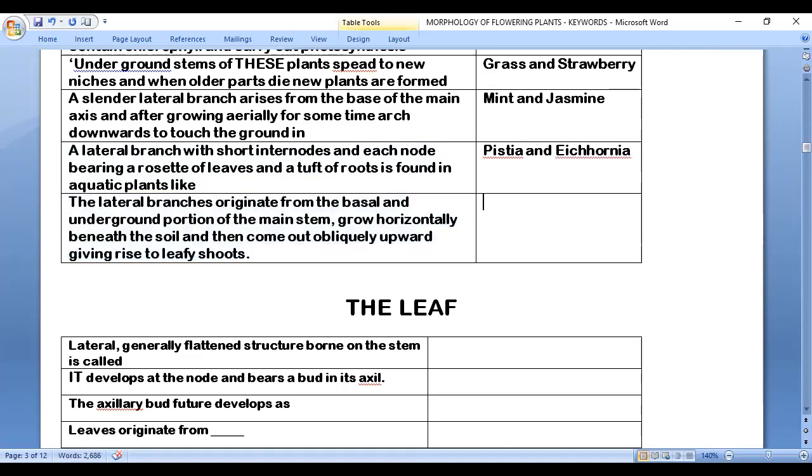The lateral branches originate from the basal and underground portion of the main stem, grow horizontally beneath the soil, and then come out obliquely upward, giving rise to leafy shoots. Examples are banana, pineapple, and chrysanthemum.